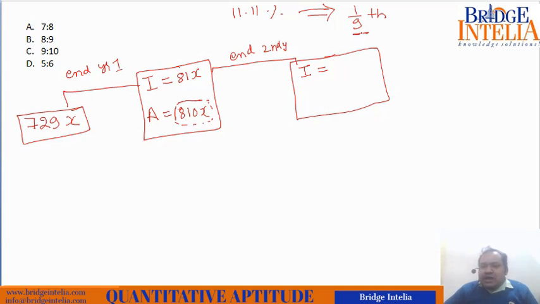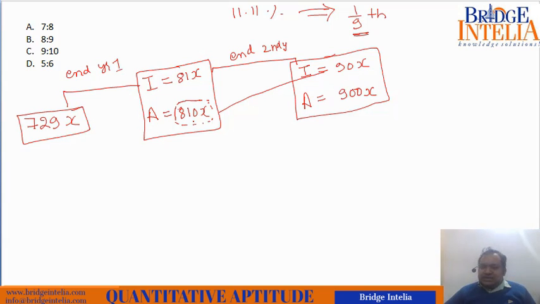So 1/9 of 810x. So 1/9 of 810, that is 90x. Because of which the updated amount in my account will become 810x plus 90x. So that is exactly equal to 900x.